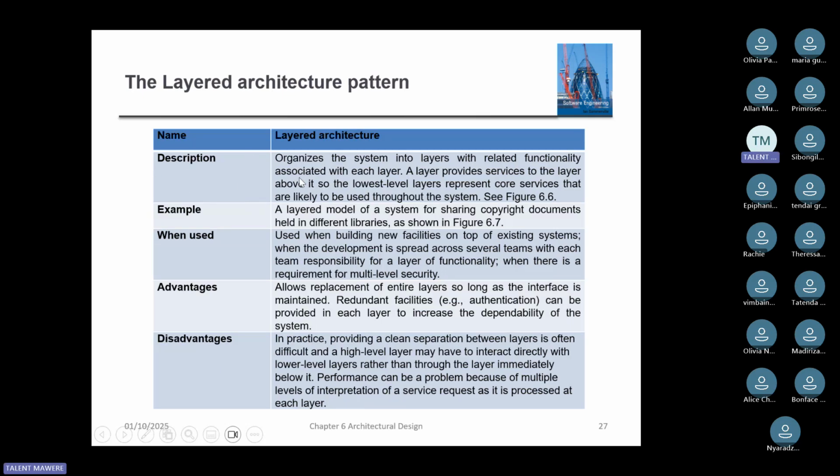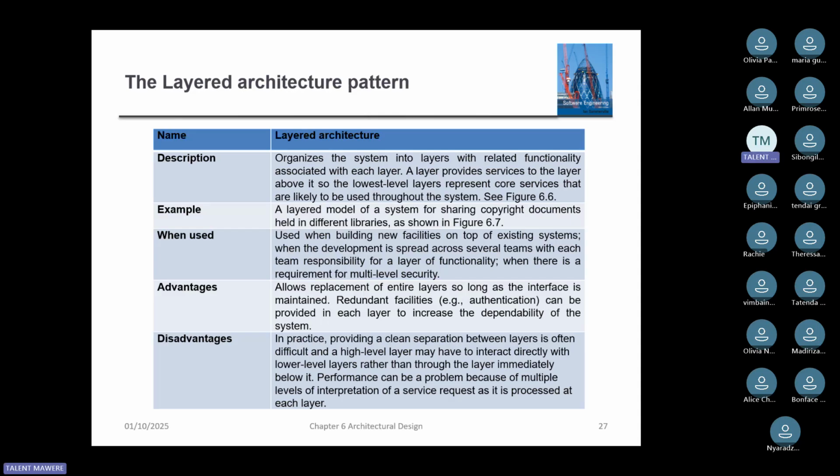So the description of the layered architectural pattern: it organizes the system into layers with related functionality associated with each layer. A layer provides services to the layer above it, so the lowest layers represent core services that are likely to be used throughout the system. There's a diagram that I will show you later on. An example here, a layered model of a system for sharing copyright documents held in different libraries.